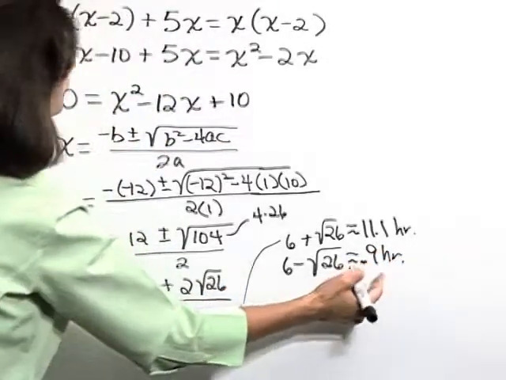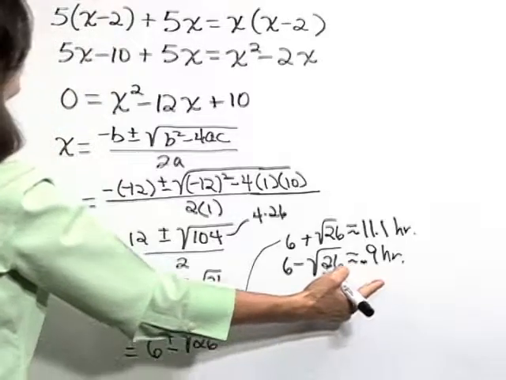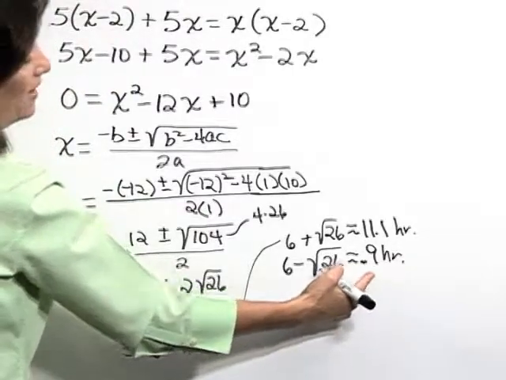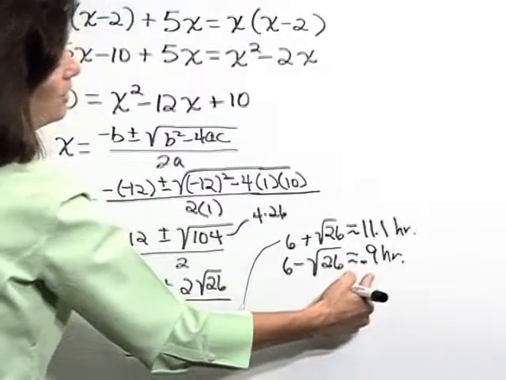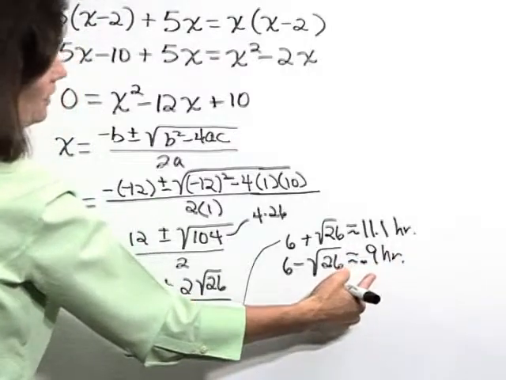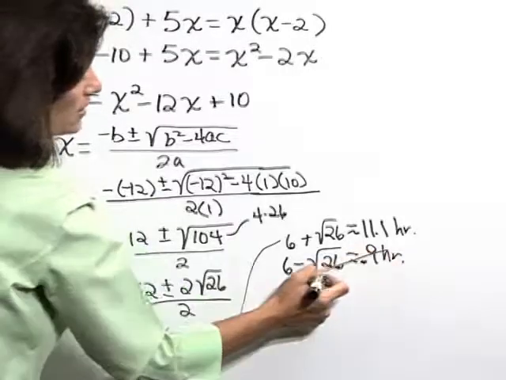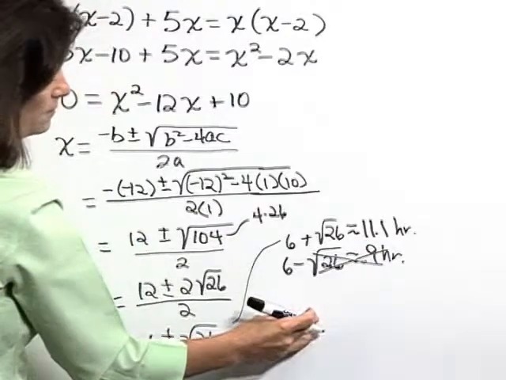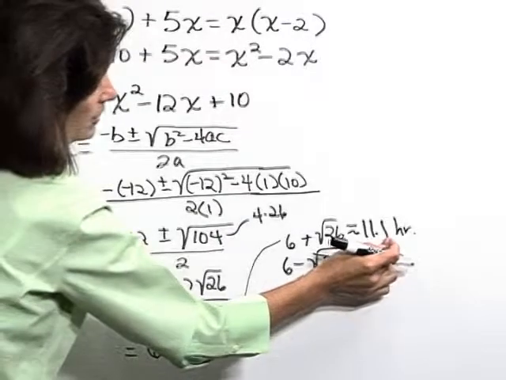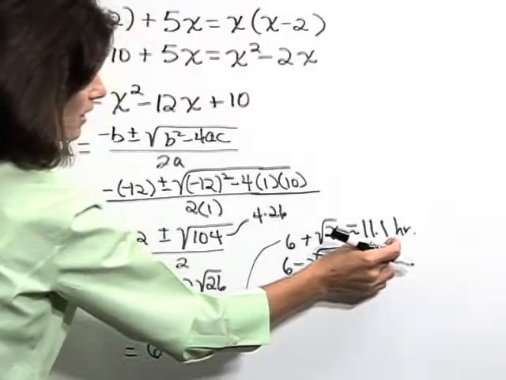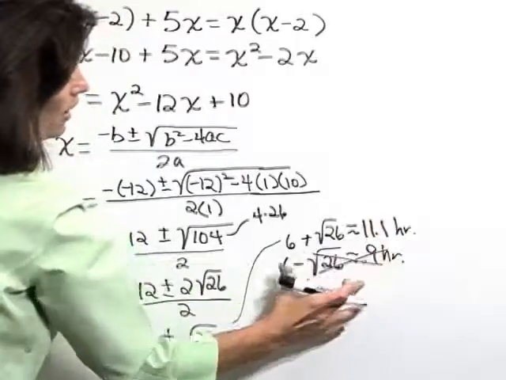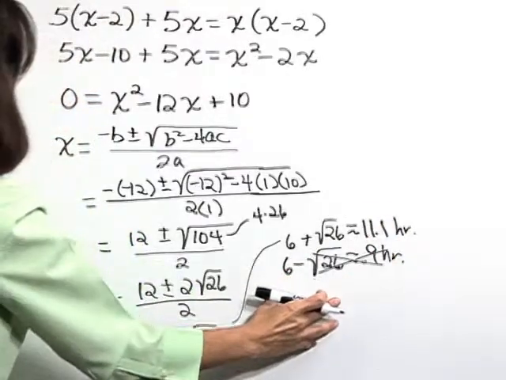If x is equal to 0.9 hours, and remember that's Andrew's time alone, then x minus 2 is going to be a negative number. We can't have a negative number for Kent's time. So reject that as a possible option. However, the 11.1 is going to check out. So let's summarize and write our answer very clearly then.